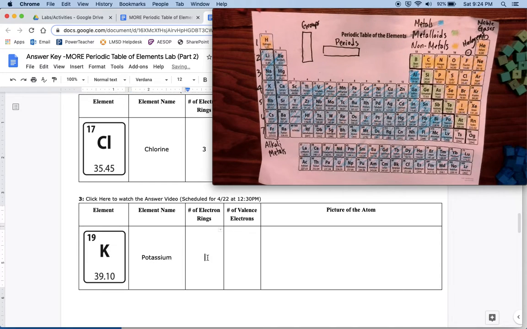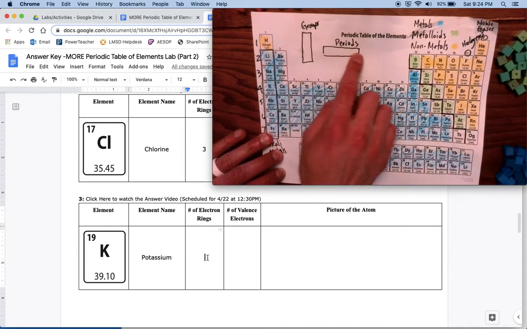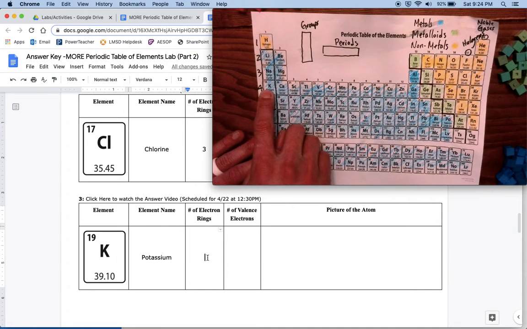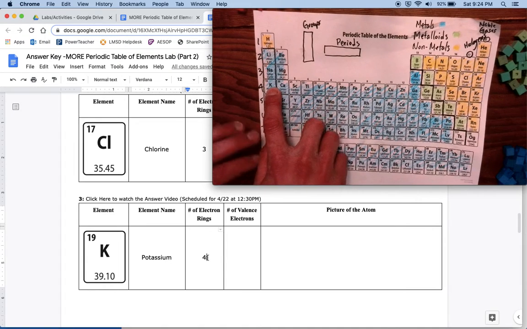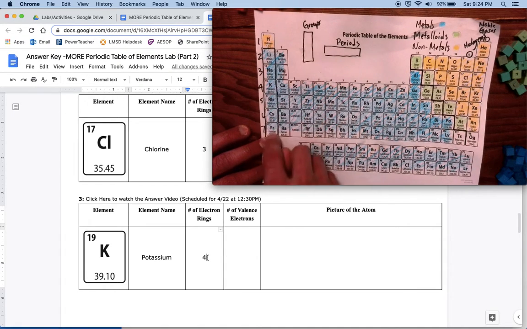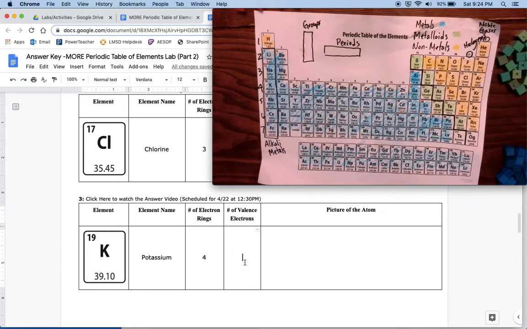All right, so number of electron rings. Remember, the number of electron rings is what period it's in, right? So K, it's in the fourth period, which means that it's got 4 electron rings. So we're going to use all of them on our plate right here, right? And then the number of valence electrons, since it's in the very first column, it's only got 1 valence electron. Okay. All right. So now let's draw this out.